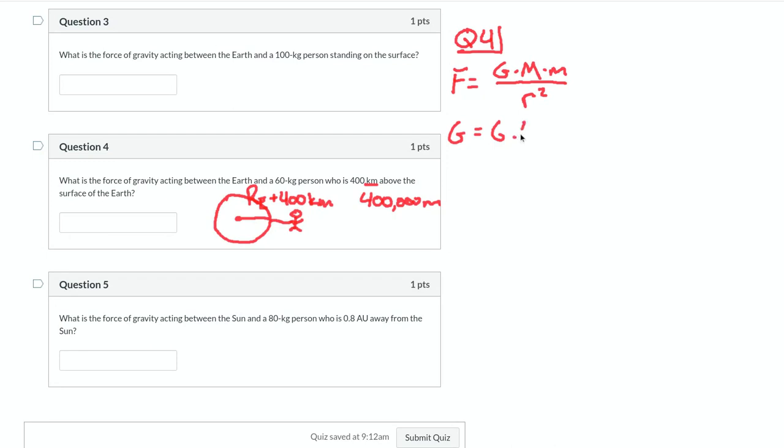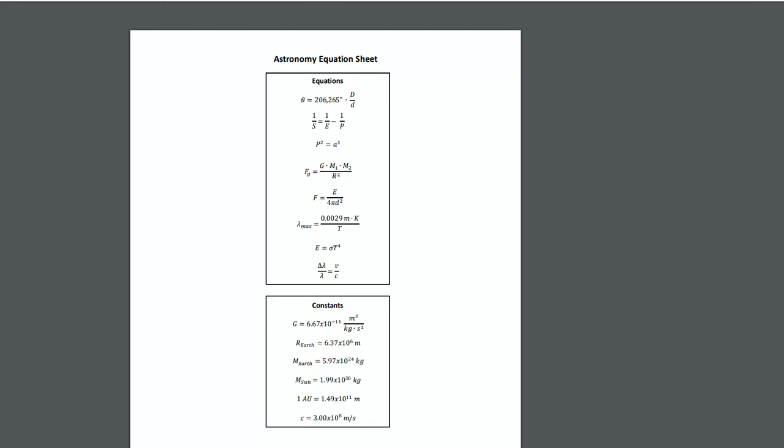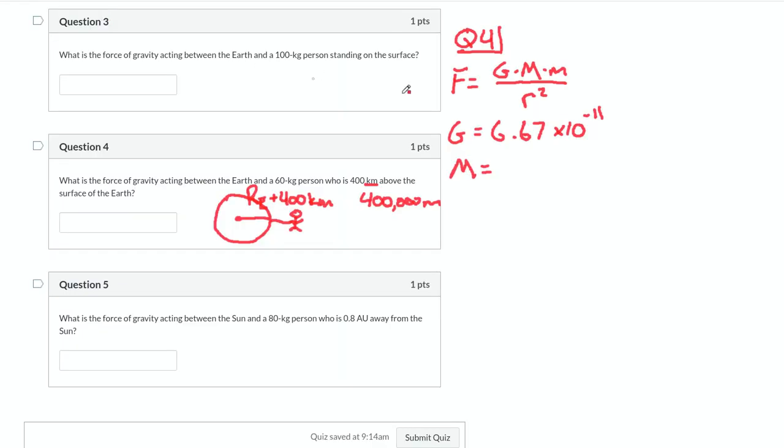G doesn't change. That is 6.67 times 10 to the minus 11. The big M is the same as our last problem. It's the mass of the Earth. I'm just going to pull that up again here from my equation sheet. It's 5.97 times 10 to the 24.